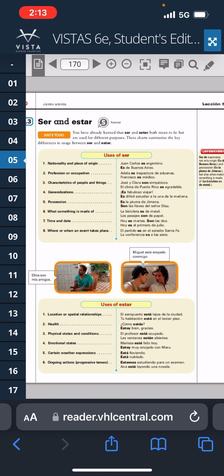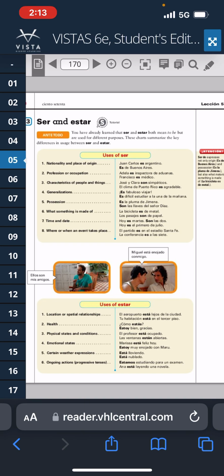Four, generalizations. Five, possessions. Six, what something is made of. Seven, time and date. Eight, where or when an event takes place. So I'll say that again. The uses of ser: one, nationality and place of origin. Two, professions or occupations. Three, characteristics of people and things. Four, generalizations. Five, possession. Six, what something is made of. Seven, time and date. Eight, when or where an event takes place.